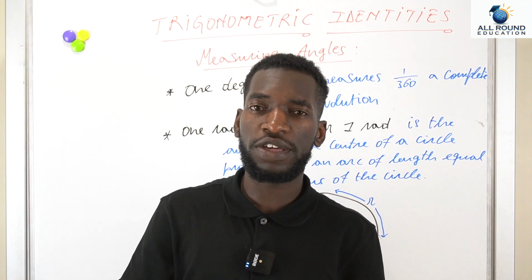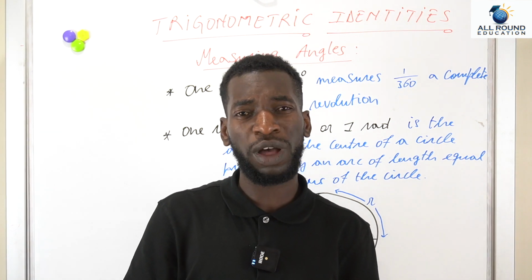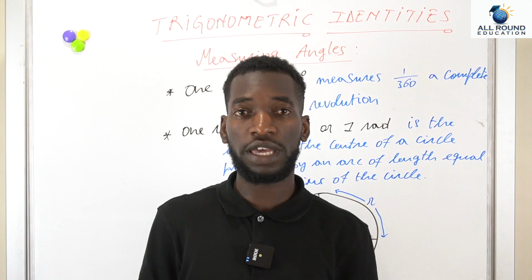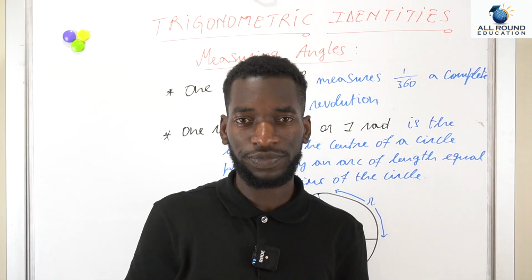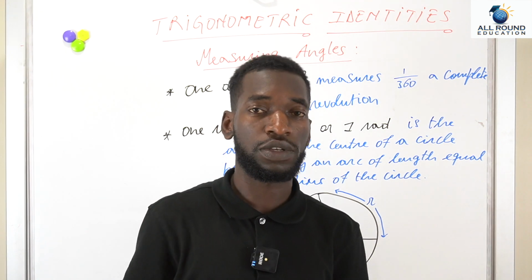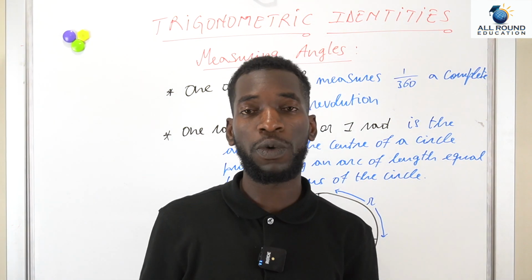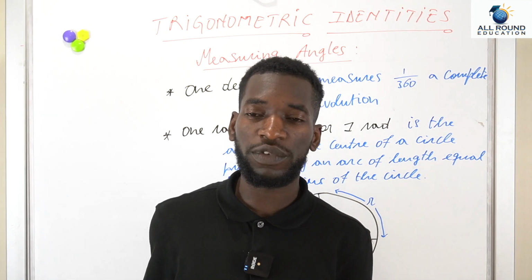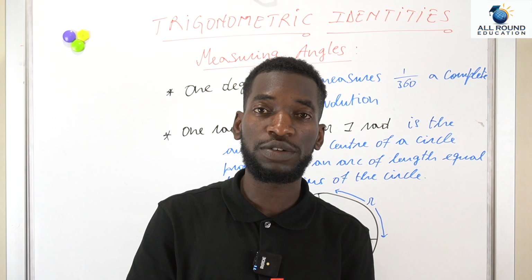So a degree measures one complete revolution, which is basically saying one complete circumference, so going around the circle just once. That complete revolution is what is measured using degrees. And what about radian? Radian is basically dealing with angles too.